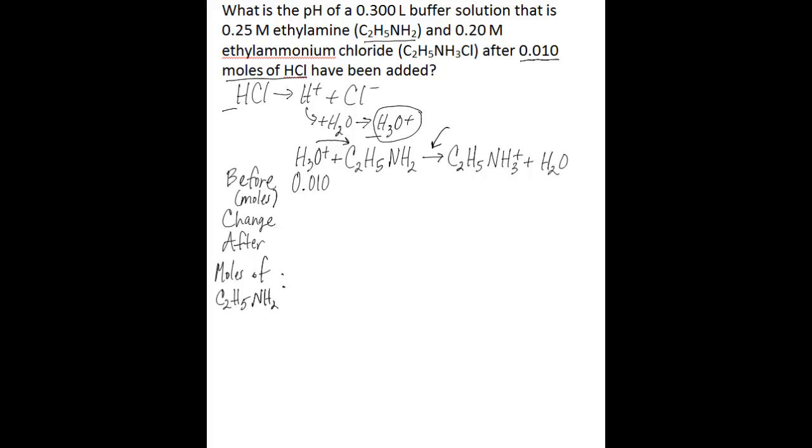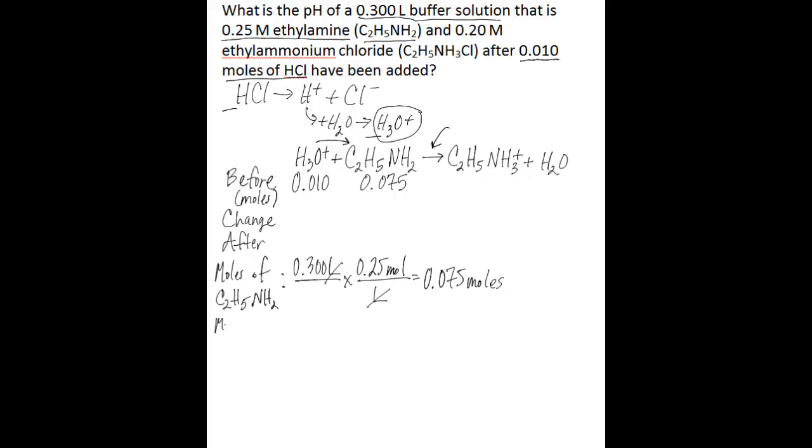Next, we want to find the moles of the weak base, which is ethylamine, before the neutralization reaction has occurred. So we're given that the solution is 0.300 liters, so we're given this in the problem. And we know that the concentration of ethylamine is 0.25 molar. We're also given this as part of the problem. So that means we have 0.25 moles of ethylamine per liter of solution. So liters will cancel out, and you're left with 0.075 moles of ethylamine. So we can put this value for moles into our table in the before row.